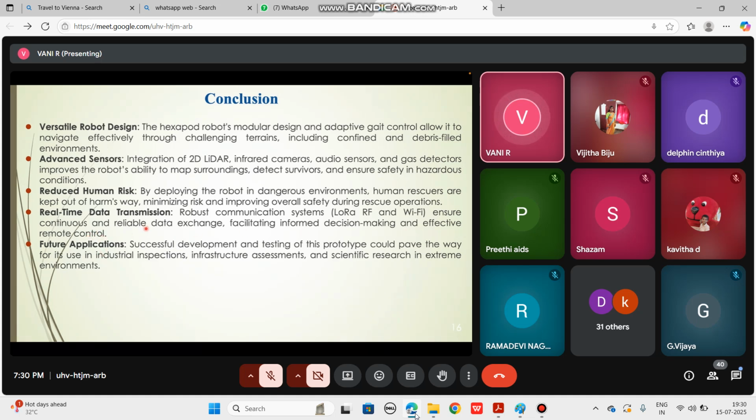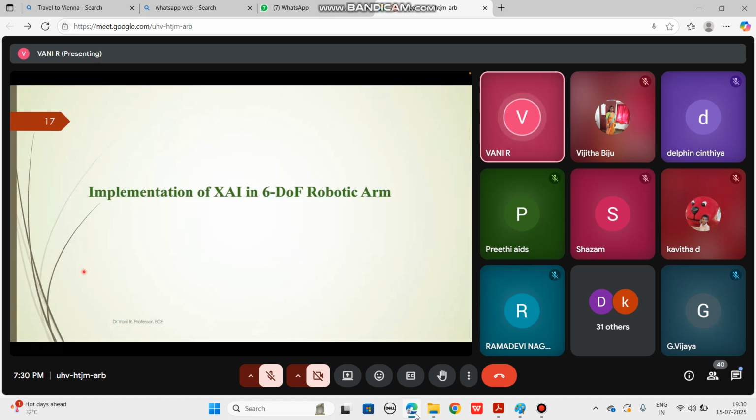And again, this could be expanded in other aspects, as I mentioned, not only for caves and darker environments or hazardous environments. It could also be suitable for industry inspections as well as infrastructure assessments and scientific research in extreme environments. So this is about the first part of the topic, the hexapod robots.